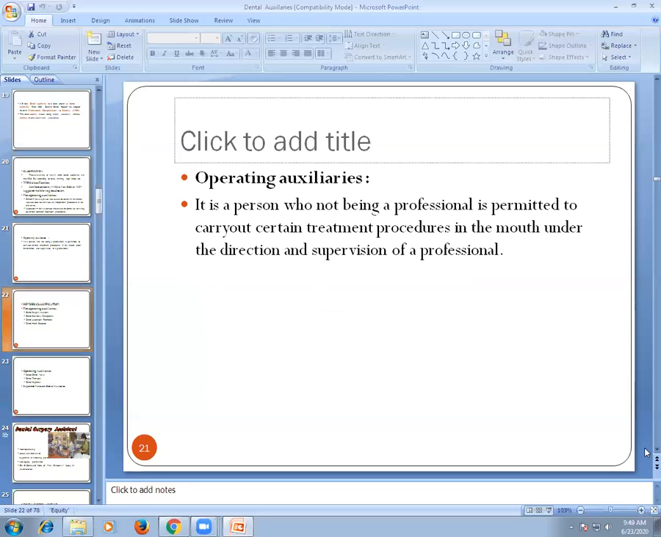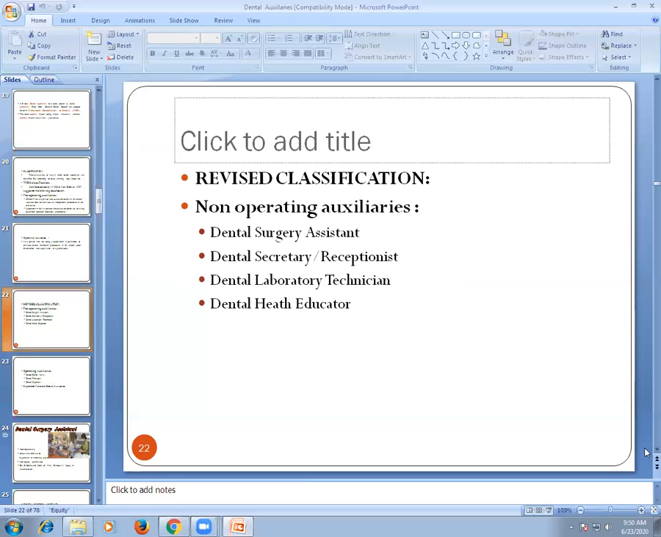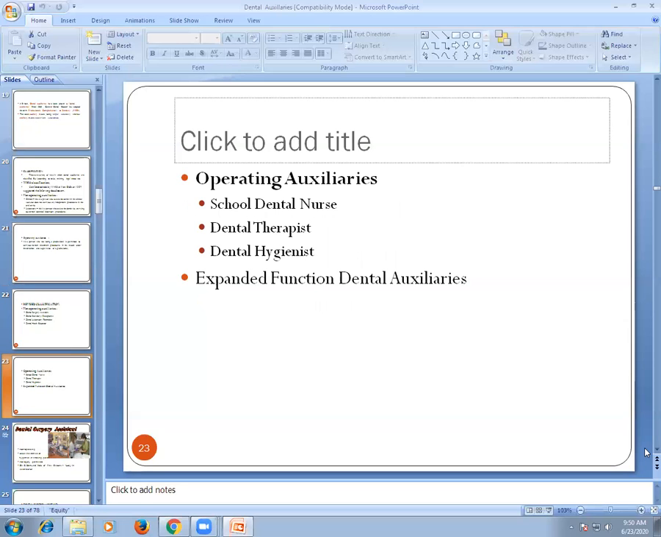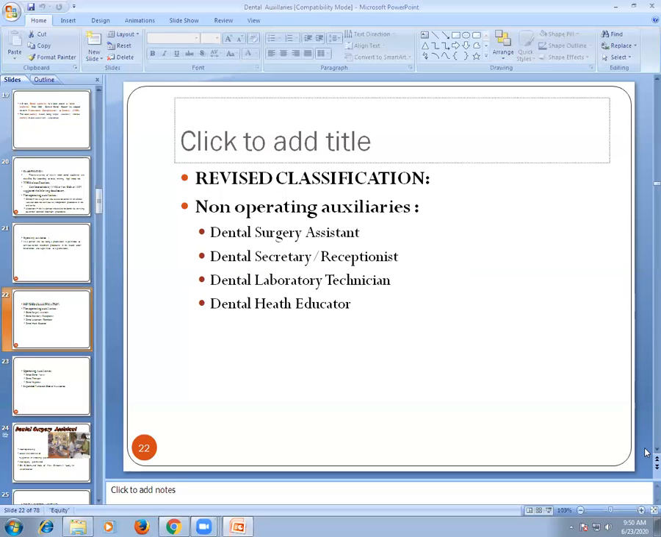There are two types. First is operating and second is non-operating. In operating: school dental nurse, dental therapist, dental hygienist, expanded function dental auxiliary. In non-operating: dental surgery assistants, dental secretary, dental laboratory technician, dental health educator.